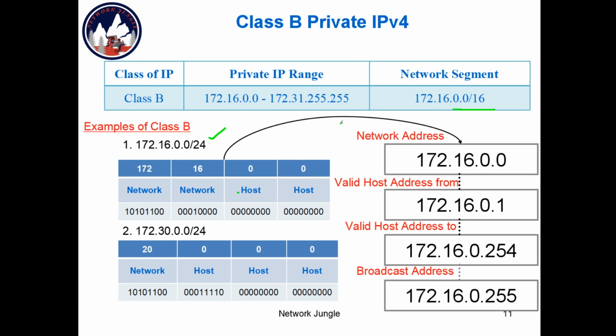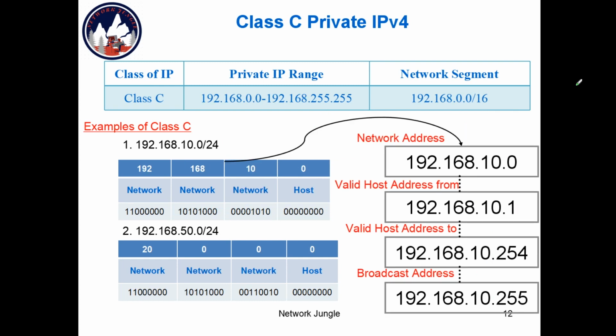So /24 means out of 32 bits, the first 24 bits are used for the network portion. So 8 plus 8 is 16, 16 plus 8 is 24. So the first 24 bits are the network address, then the last 8 bits can cover the host machines. So it can be used starting from 0 to 255.